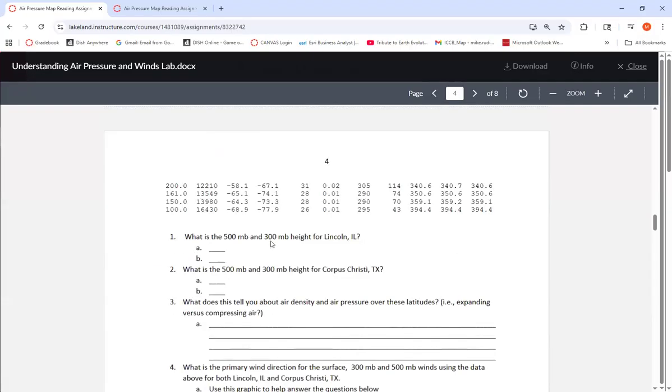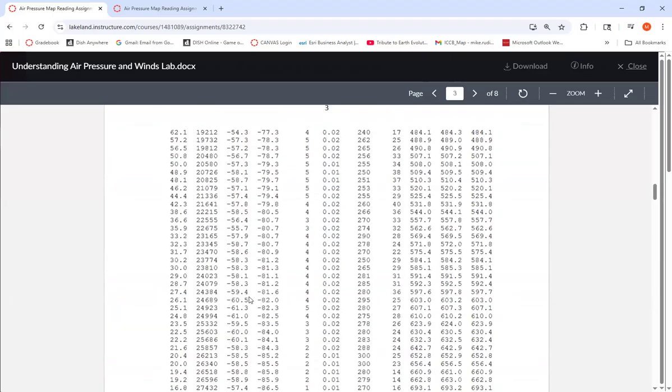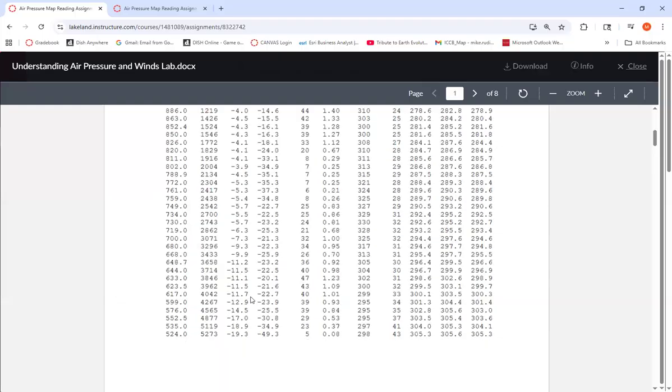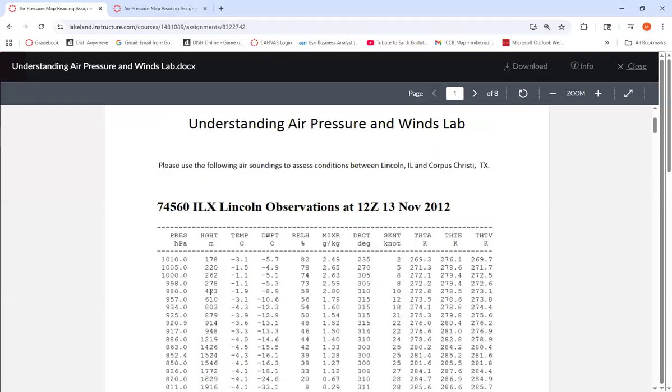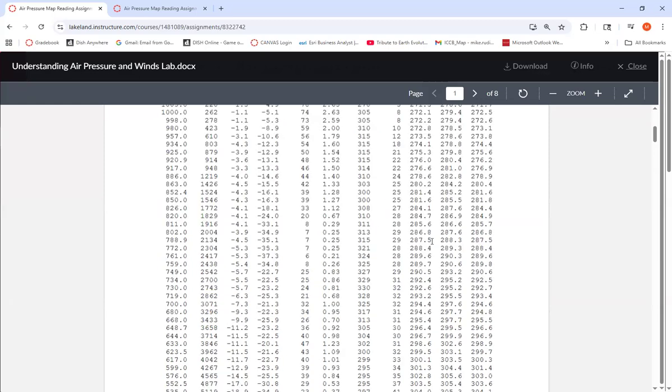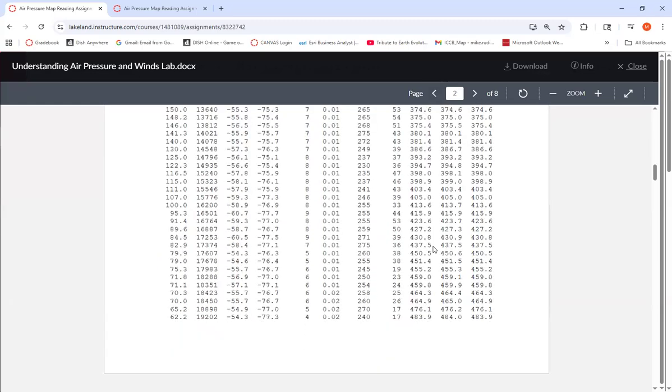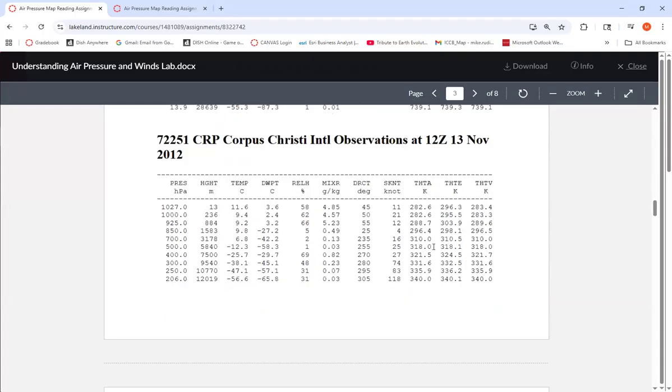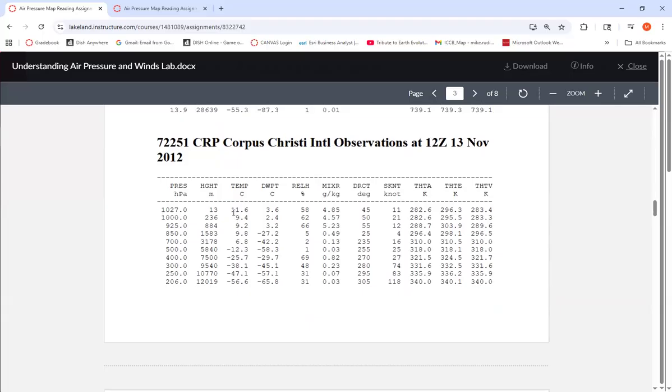If you were going to complete questions 1, 2, and 3, they are all about comparing and understanding how the air pressure changes as you move up in altitude. If you compare Lincoln, Illinois to Corpus Christi, Texas in November, you are going to find that obviously Corpus Christi is much warmer than Central Illinois.